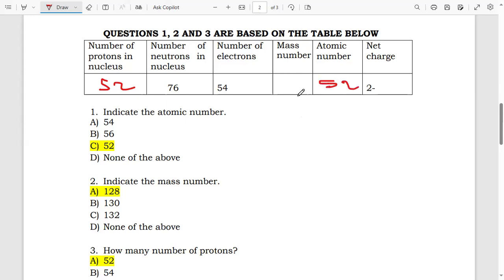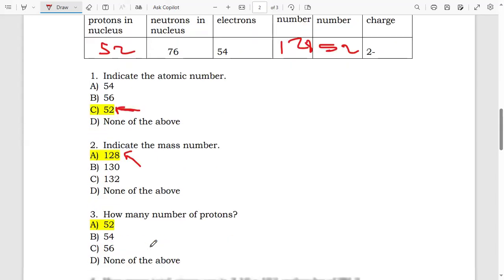Then let's fill in the mass number. We know that the mass number is the number of protons plus the number of neutrons. When we add these, we get 128. So you fill in this table and then you can answer the questions. Indicate the atomic number: we see that the atomic number is 52, so the answer is C. Then indicate the mass number: we see it's 128, which is option A.